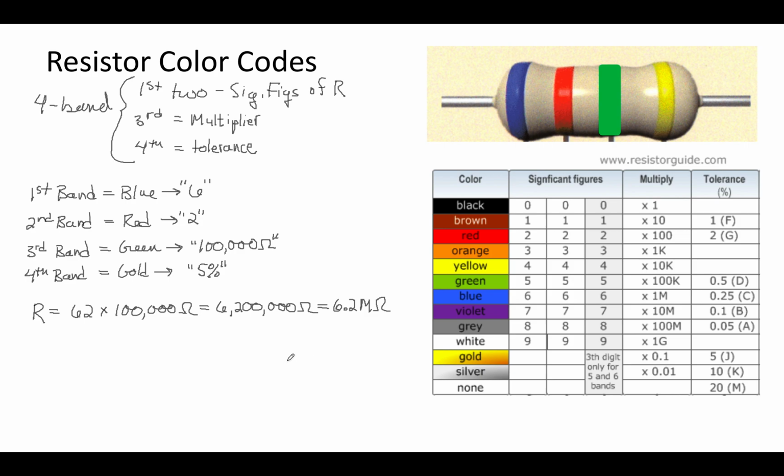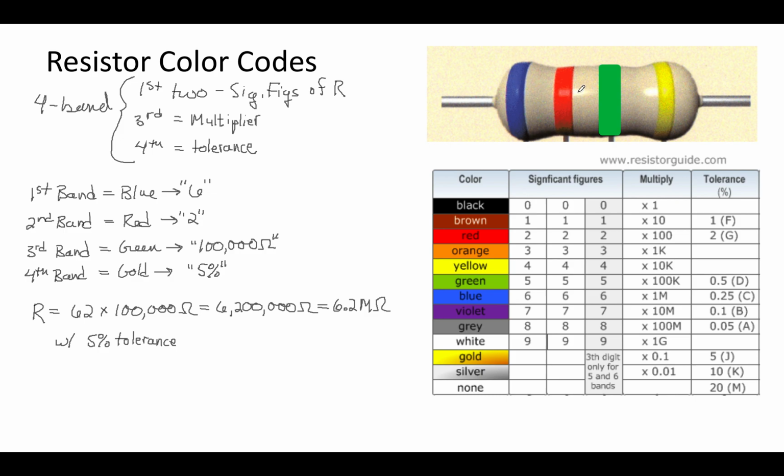6.2 million ohms would be the way to look at it, with a 5% tolerance, meaning the value listed is not perfect, and so with a 5% tolerance, you could be 5% greater or 5% smaller than your 6.2 mega ohm or 6,200,000 ohm. So that's the basics of your resistor color codes.